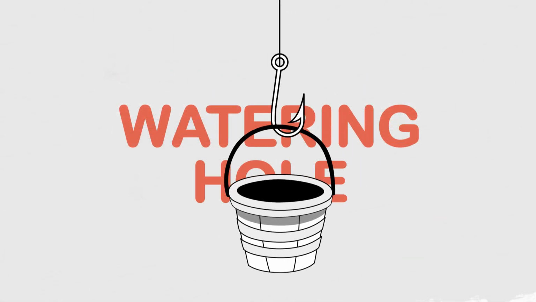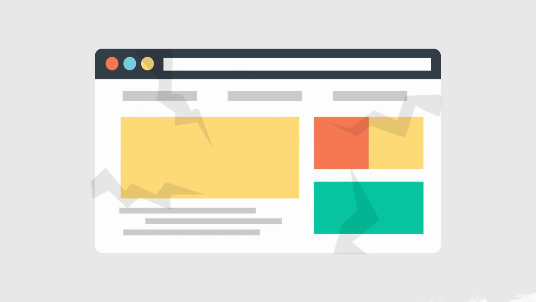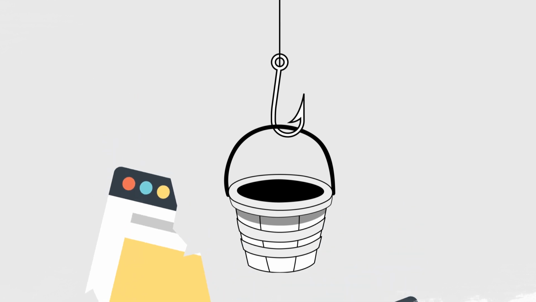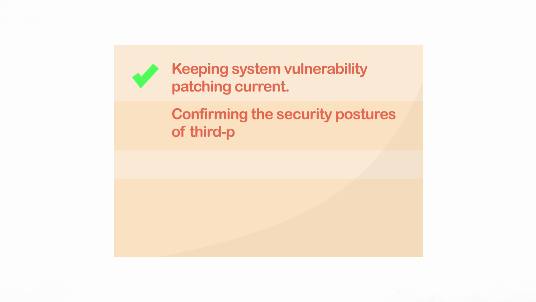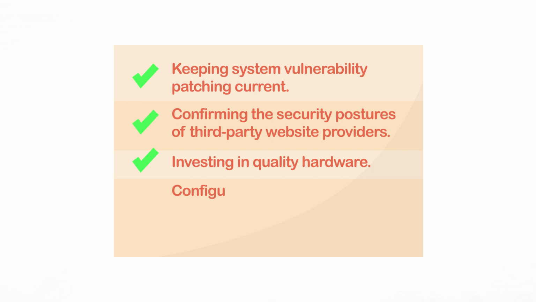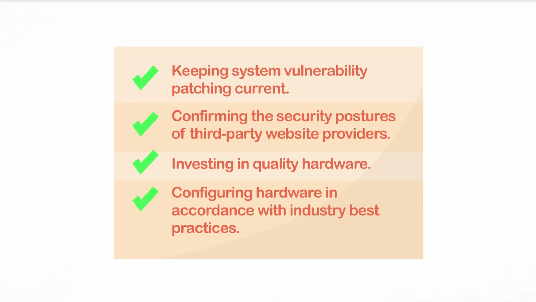Watering hole attacks work because they compromise a legitimate website, which is often difficult to block or blacklist in a workplace. But there are ways to guard against this type of attack. Keeping system vulnerability patching current, confirming the security postures of third-party website providers, investing in quality hardware, and configuring hardware in accordance with industry best practices are all key to the defense against watering hole attacks.